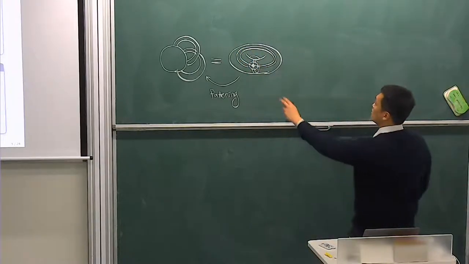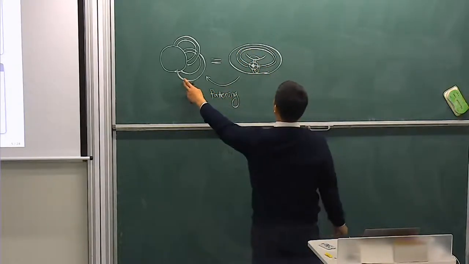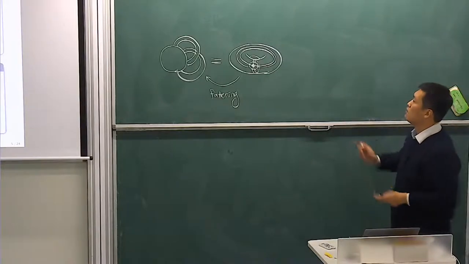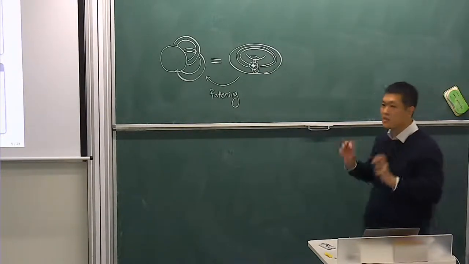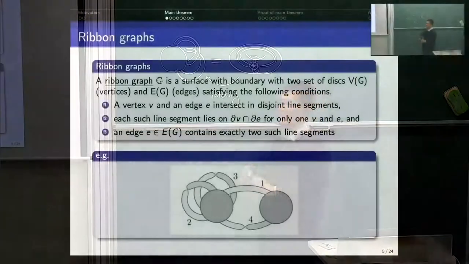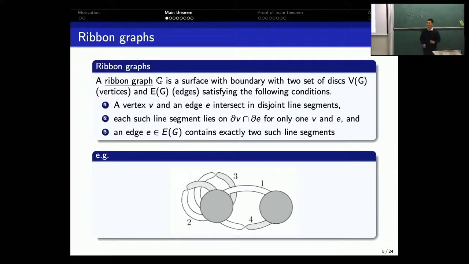And you can see this one is equal to this one. So this is why sometimes we call a ribbon graph a fat graph, but it's not politically correct. So we rather call them a ribbon graph. And there is another way to understand what a ribbon graph is.